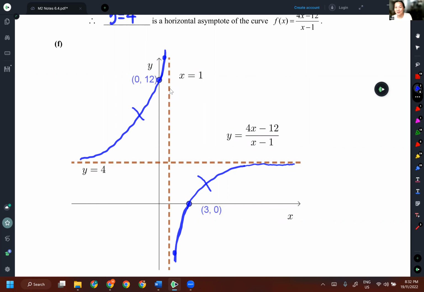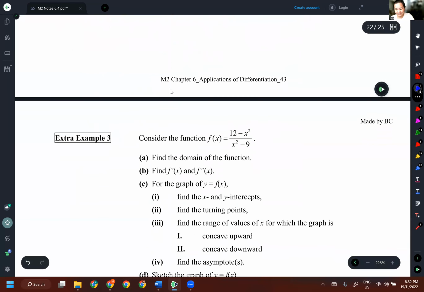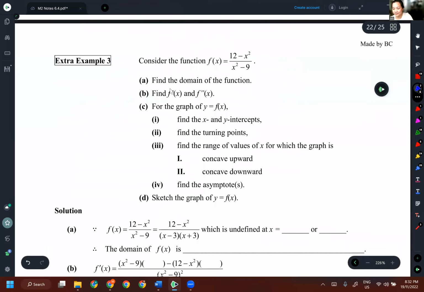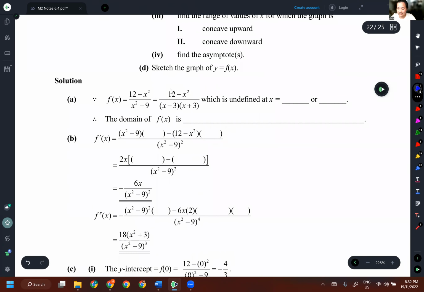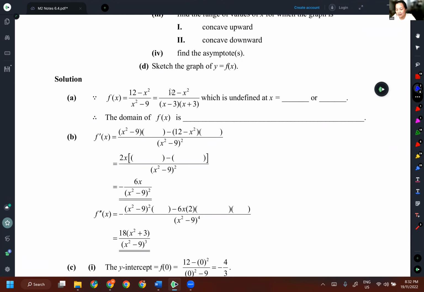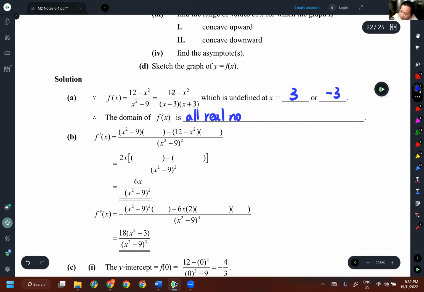Okay, so this is the question about concavity and the other things without turning points. Extra example 3. Consider the function. Find everything. Part A. The graph is undefined at 3 or -3, so the domain is all real numbers except 3 and -3.